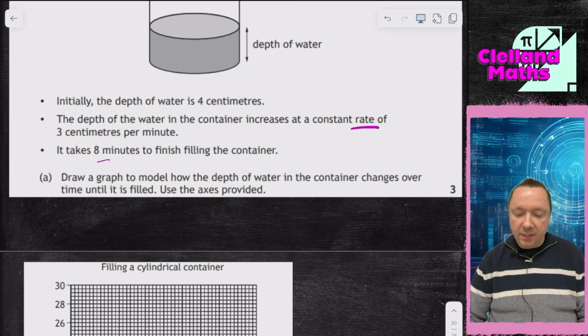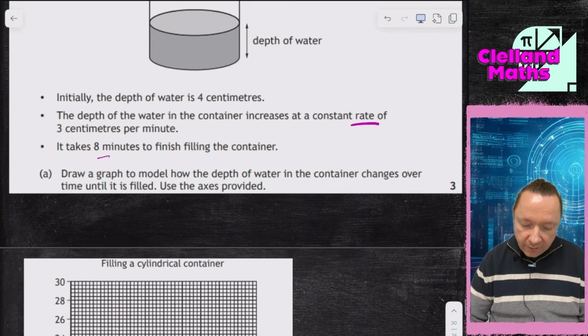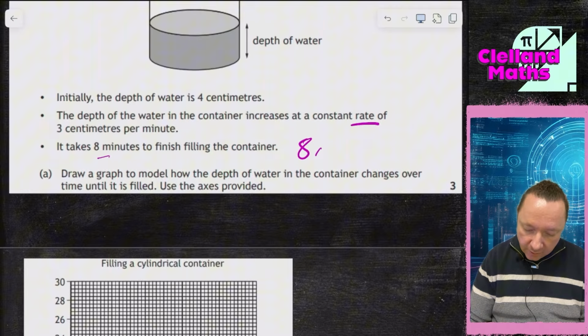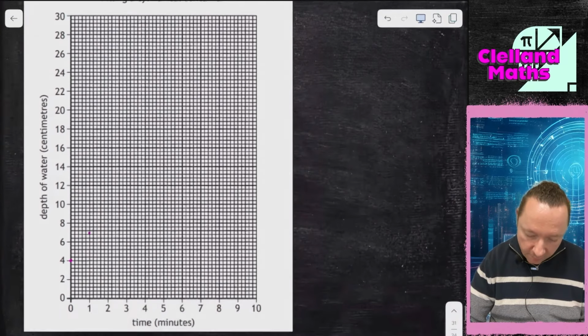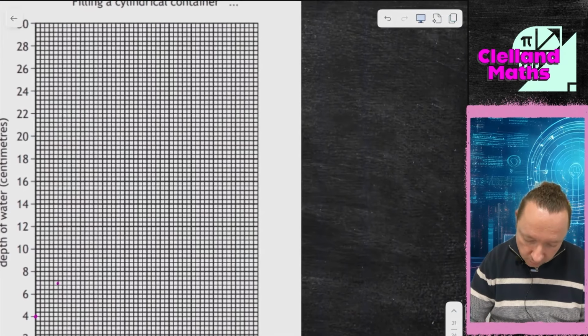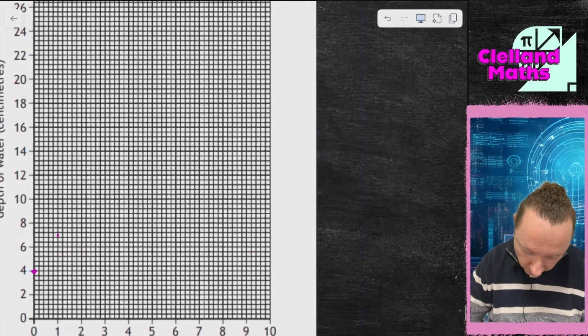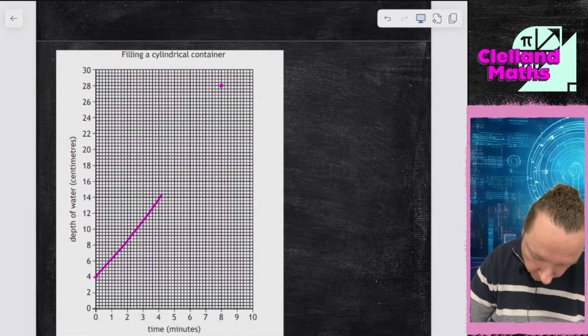But then it takes 8 minutes to finish filling the container. So we need to do that for 8 minutes. But you can kind of work out straight away that 8 times 3 centimeters per minute means it will go up to 24, but it's 24 plus the 4 we started with, so we need to end at 28 centimeters. So you could just do that and say 8 minutes later, making sure I'm on the right line, and go up to 28 and see where that joins up.